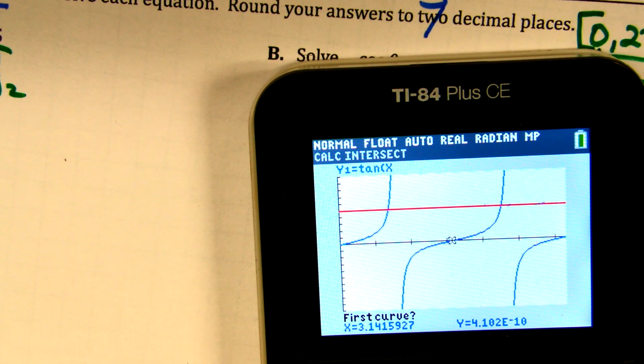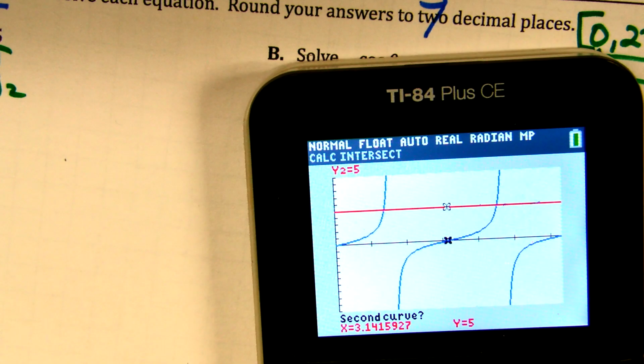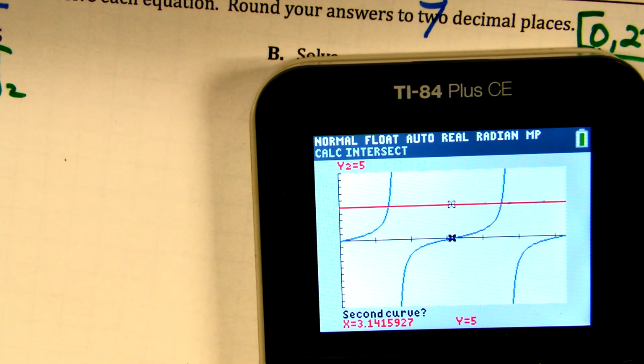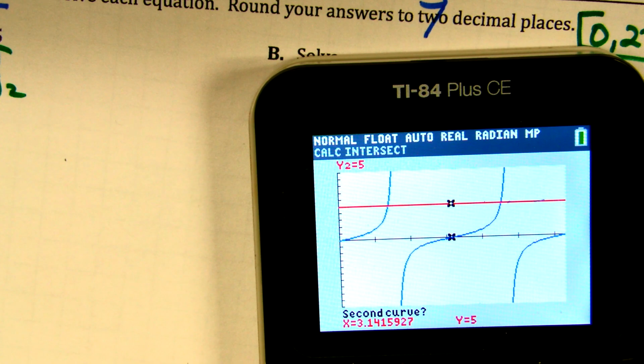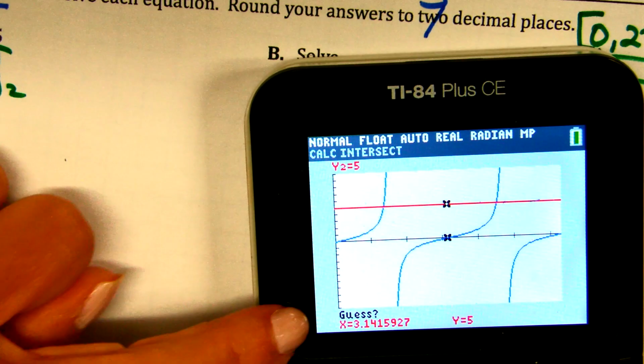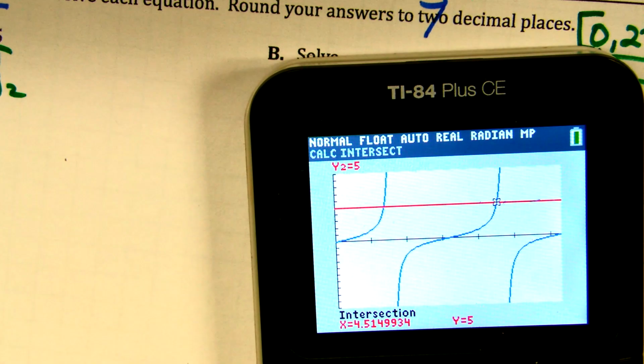But if you do you. So I'm just going to hit enter here. And remember, with intersection, it'll jump automatically to the horizontal line. Enter again. Do I want you to guess? Yes, please. And you can see your first answer is 4.515.